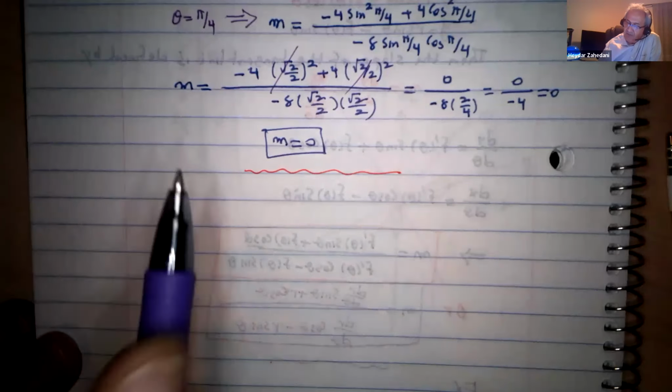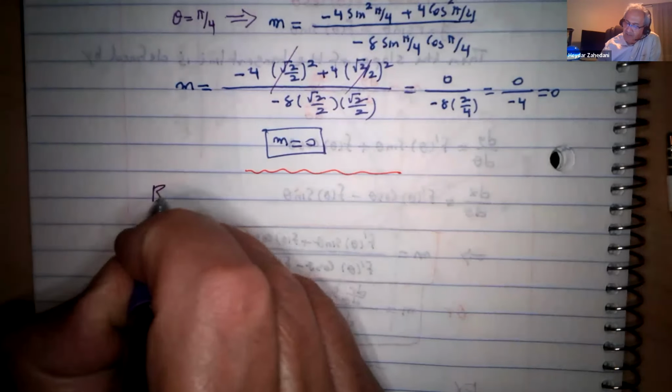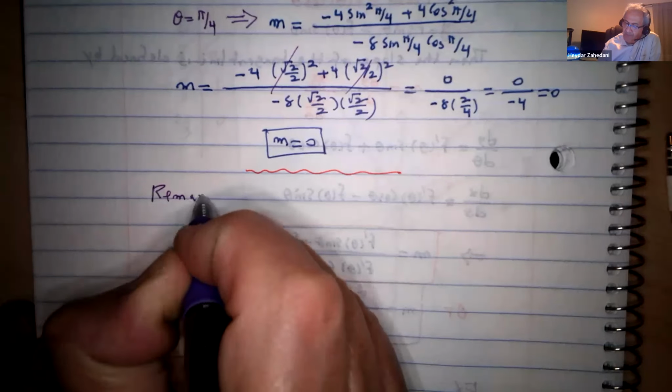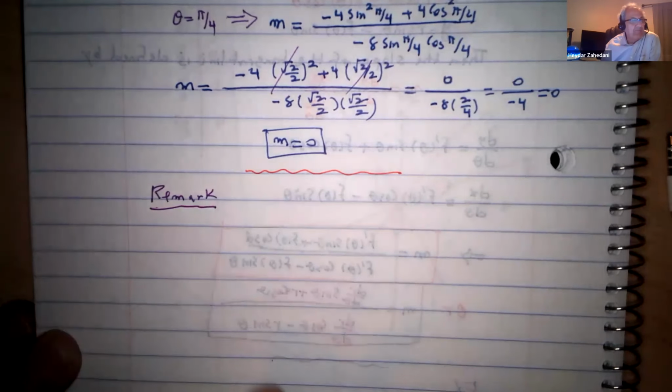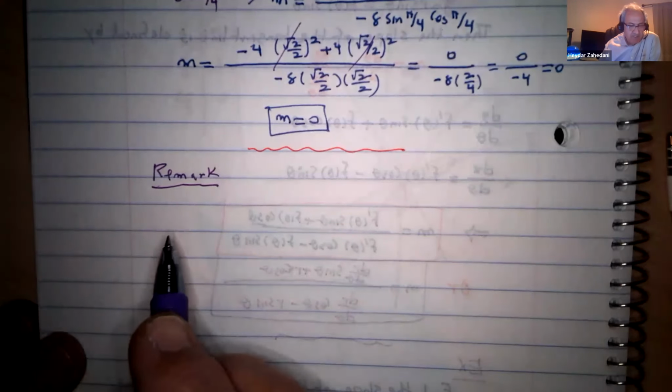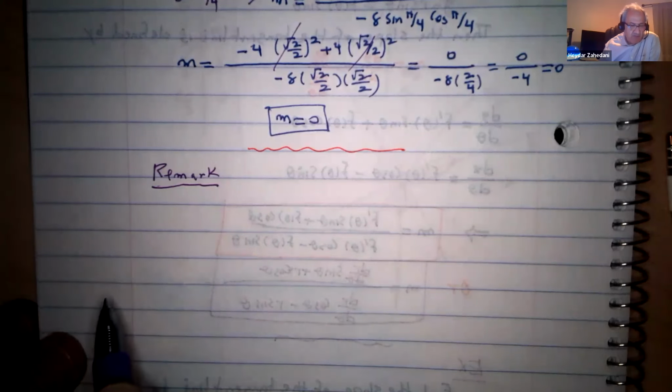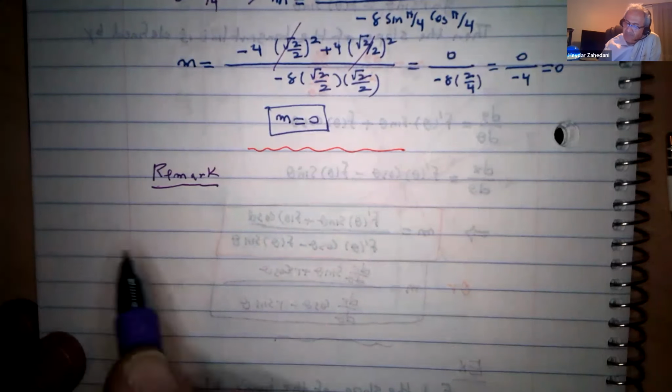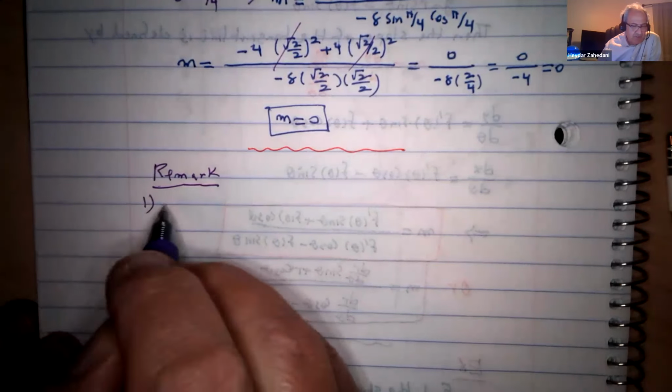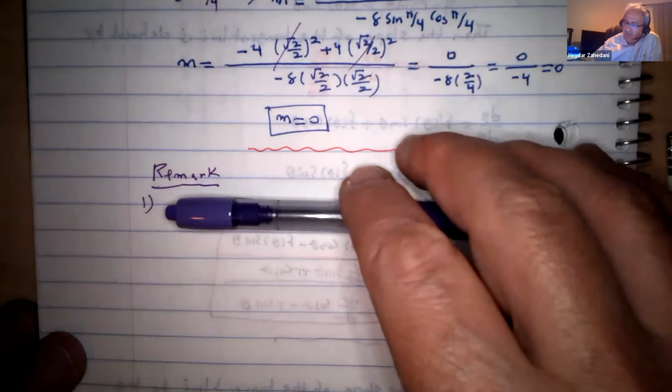So finally, I'll give you a remark. You are interested in the horizontal tangent line or the vertical tangent line. The first part is going to be the horizontal one. You want y to be equal to something.